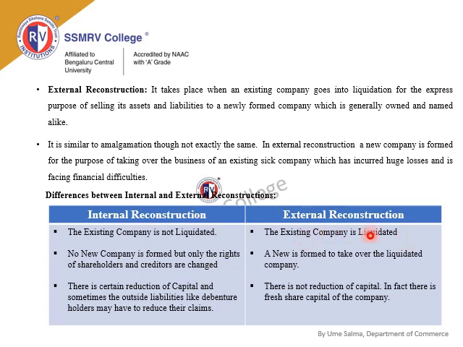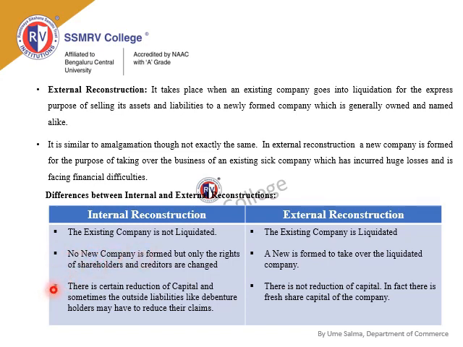The next point: in internal reconstruction, no new company is formed. As we have already discussed, no new company is going to be formed; it will only be rearranged by changing some rights of the shareholders and creditors, and only a few changes will be made. Whereas in external reconstruction, a new company is formed to take over the liquidated company. Because the existing company is going to be liquidated, a new company has to be formed. But in case of internal reconstruction, only the generally owned and named will be alike.